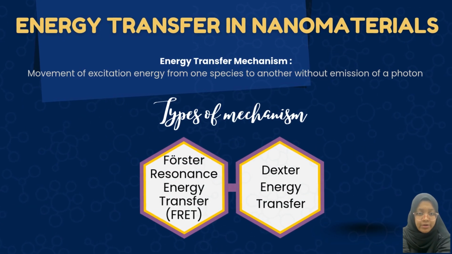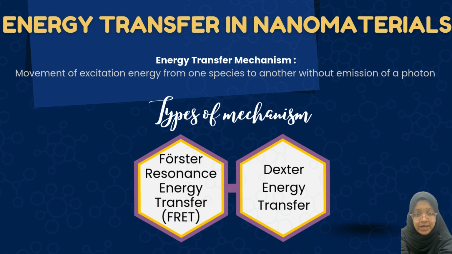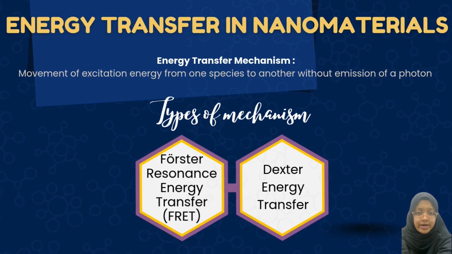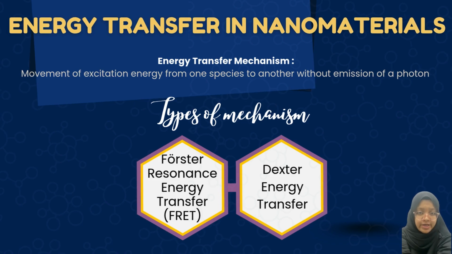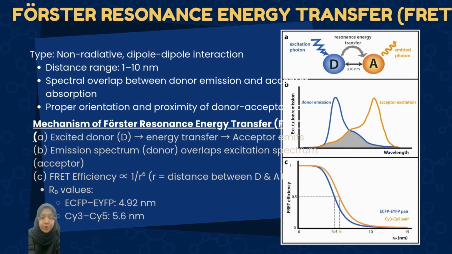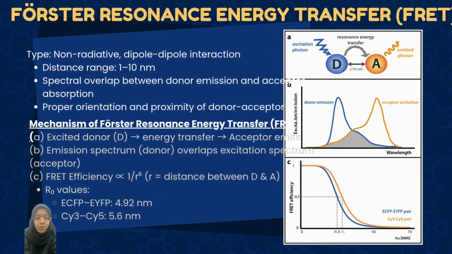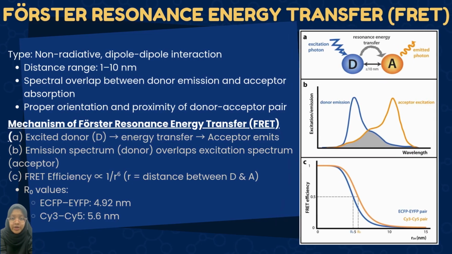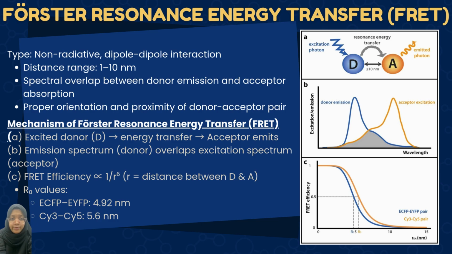Energy transfer mechanism is the movement of excitation energy from one species to another without emission of a photon. There are two types of mechanisms, which are Forster resonance energy transfer, FRET, and Dexter energy transfer. FRET is a non-radiative energy transfer process that occurs between a donor and acceptor species, typically within 1 to 10 nanometers of each other. It relies on dipole-dipole interactions and requires spectral overlap between the donor emission and acceptor absorption. FRET is highly distance dependent, making it a powerful tool for probing nanoscale interactions and optimizing luminescence in nanomaterials.